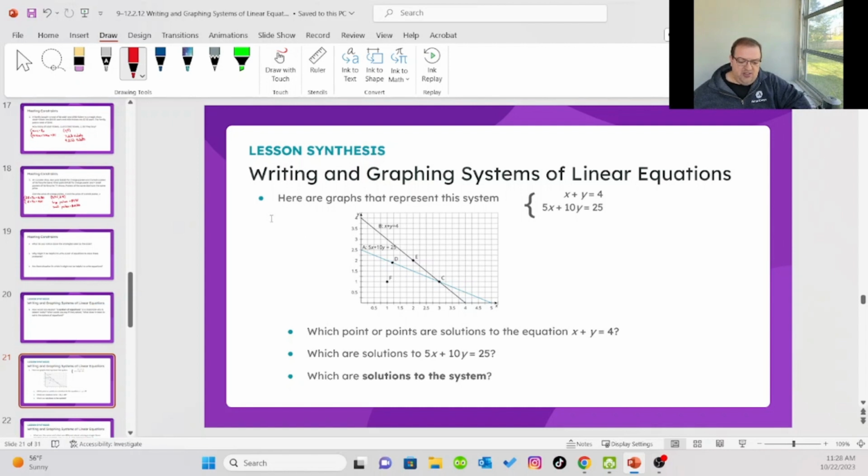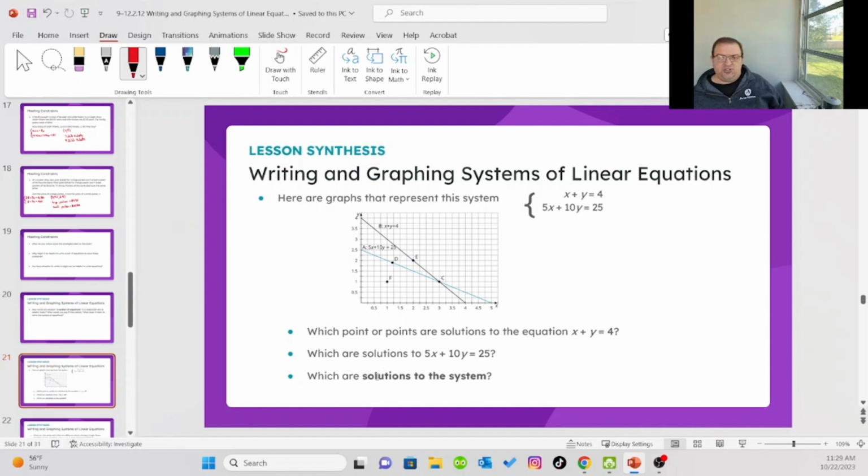Here are graphs that represent this system. Which point or points are solutions to the equation x plus y equals 4? So in this case, the black line, every single point on the black line, such as E and C, are solutions to the first equation. Which solutions are solutions to 5x plus 10y equals 25? That is represented by the blue line. So that could be points such as D and C.